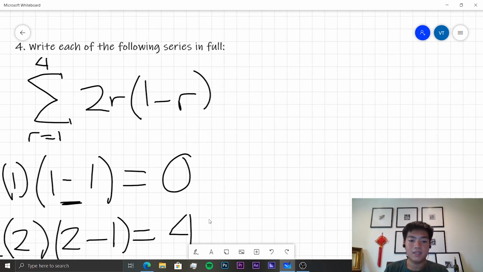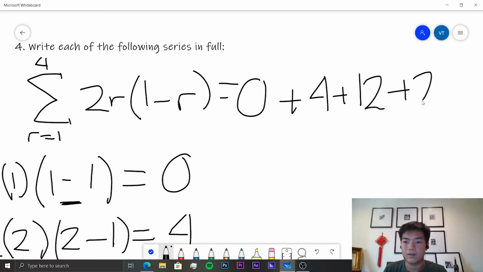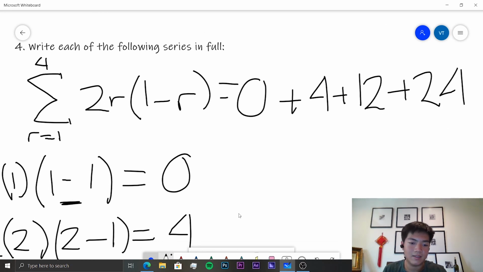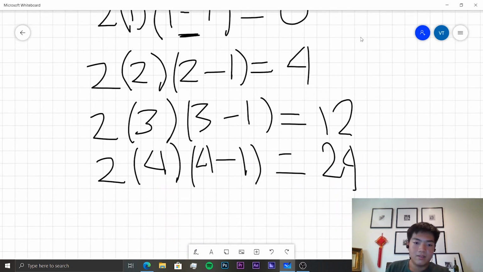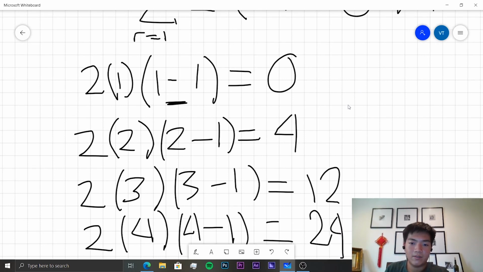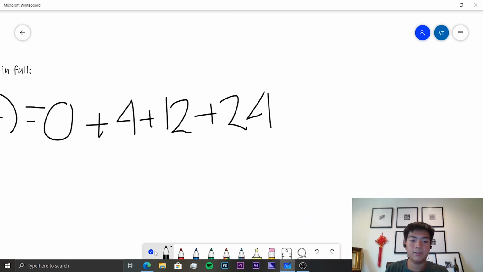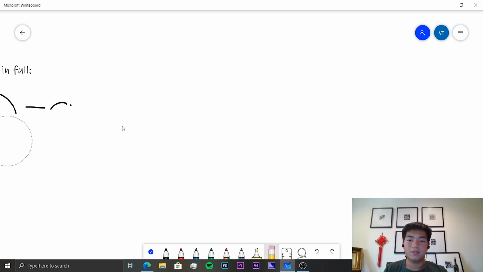So our final series is equal to 0 plus 4 plus 12 plus 24. Have I made a mistake? 2 times 4 is 8, times 3 is 12, 2 times 3 is 6. Yeah, that's fine. Okay, I think this is correct. And so the final series is equal to 4 plus 12 plus 24, which is 40. Nice. So let's move on to the next question.